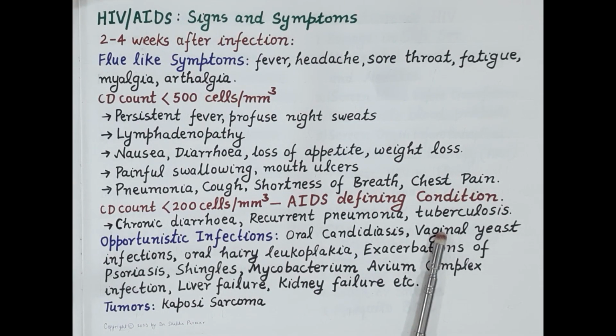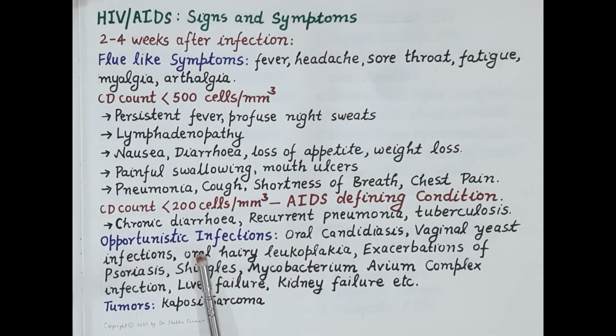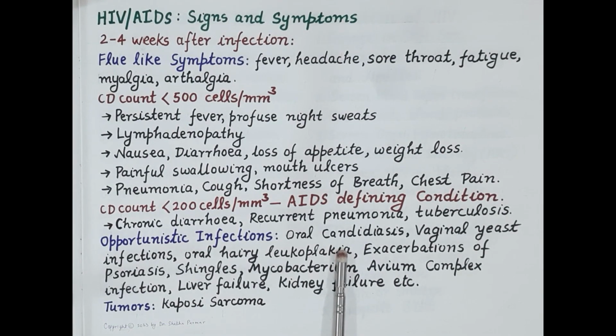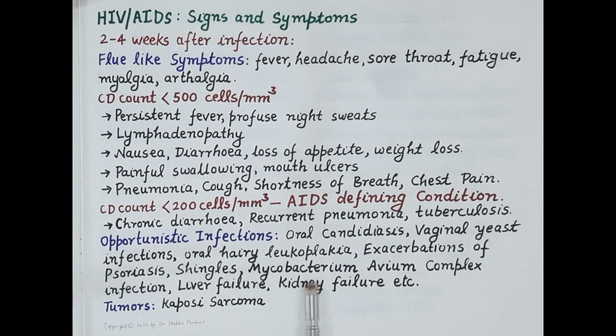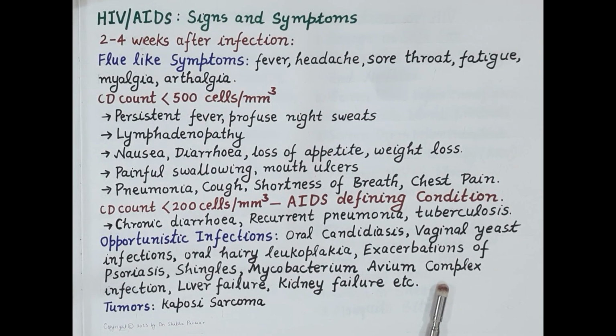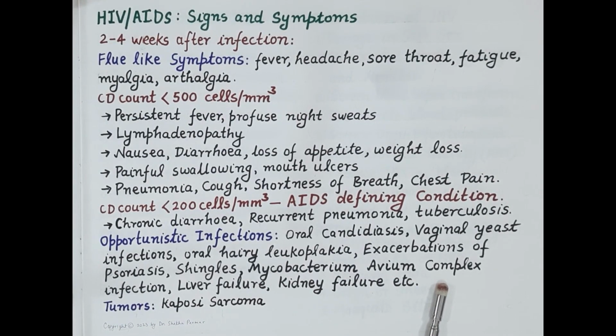Then due to lack of immunity, opportunistic infections also start growing in the body, like oral candidiasis, that is a fungal infection of the mouth, then vaginal yeast infection, then oral hairy leukoplakia, then exacerbations or increased severity of existing diseases like psoriasis, shingles, then Mycobacterium avium complex infections. These infections and diseases are very common in a patient of AIDS.